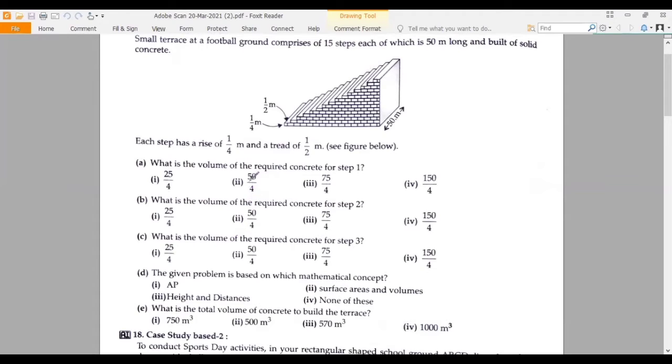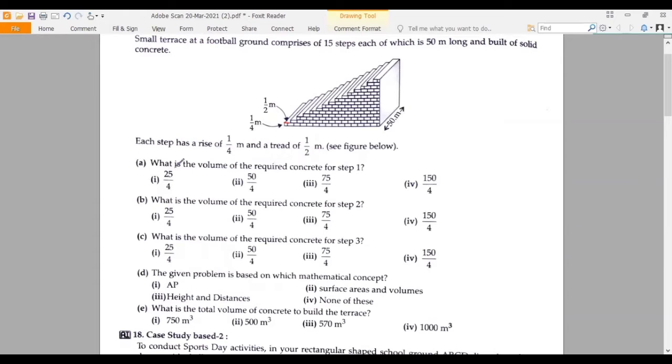So the first question I am discussing here, and you will easily understand, you can get an idea from here what types of case study based questions you can get in your exam. The first one: a small terrace at a football ground comprises 15 steps, each of which is 50 meters long and built of solid concrete. Each step rises 1 by 4 meter, that is 1 by 4 meter height, and the tread is 1 by 2 meter. Tread means this breadth, 1 by 2 meter.